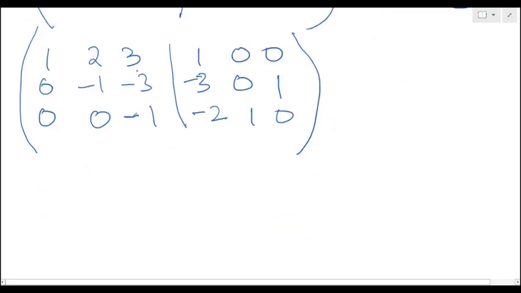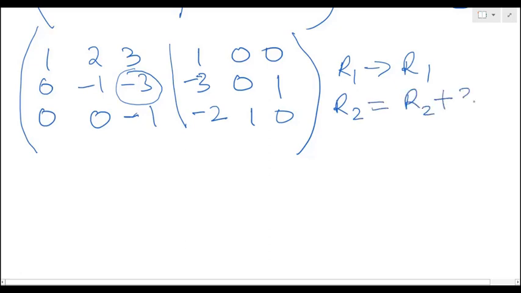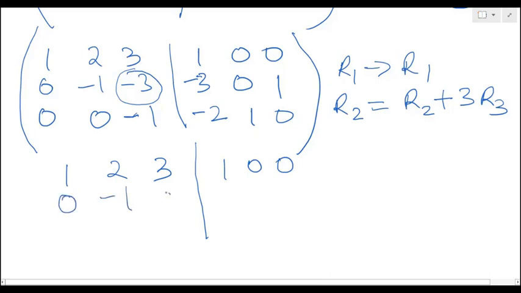We now reduce this 3 to a 0, whereby row 1 just remains as it is, row 2 is equal to row 2 plus 3 row 3, and row 3 remains, and that will give us 1, 2, 3. The other side we have 1, 0, 0. Row 2 will become 0, minus 1, 0. Right hand side we are going to get 3, minus 3, 1. And then row 3 remains 0, 0, minus 1, minus 2, 1, 0.